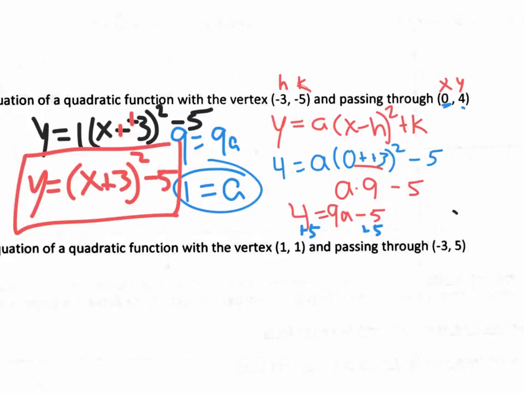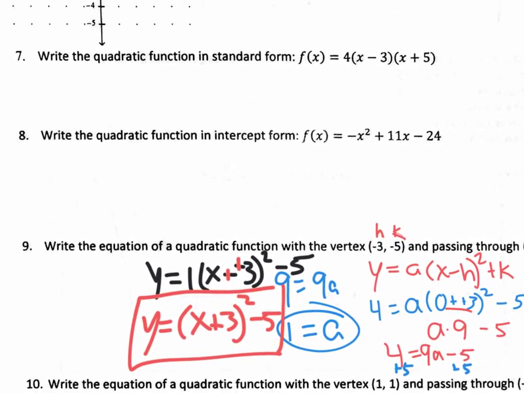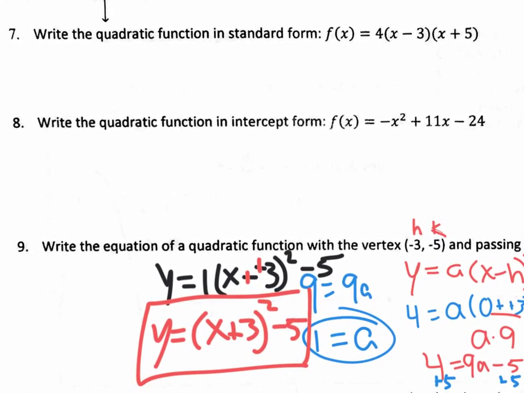Let's move on to a different problem. Let's jump back to 7 and 8. Okay, 7 and 8. For 7, they give us an equation, and they want us to write the quadratic function in standard form. And this equation is obviously not in standard form. This is in intercept form. So we want to rewrite it in standard form.